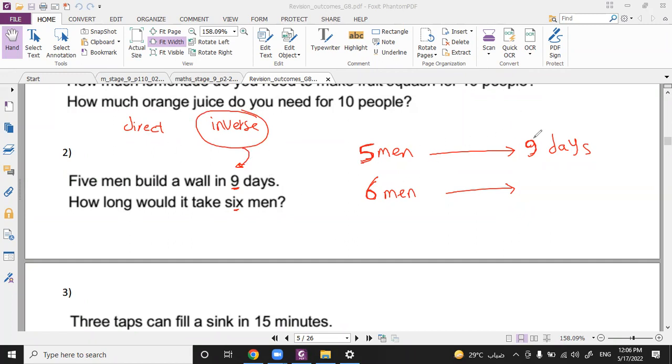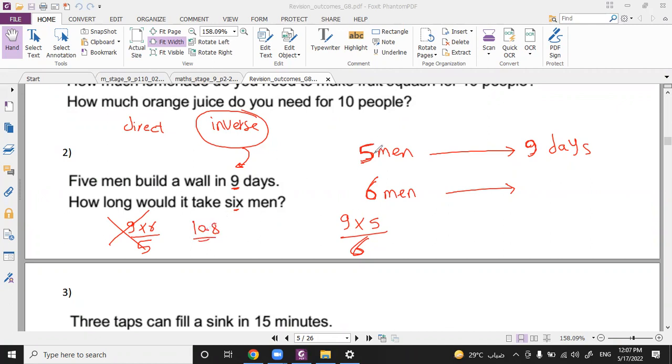So we will multiply 9 times 5. Mister, how can I know that it's inverse or direct? Okay, what do you expect, Ilaria? 5 men build the wall in 9 days. So what about 6 men? You expect that the time will be less than 9 days, not more. If you use 9 times 6 divided by 5, it's not right. 9 times 6 divided by 5 equals 10.8.